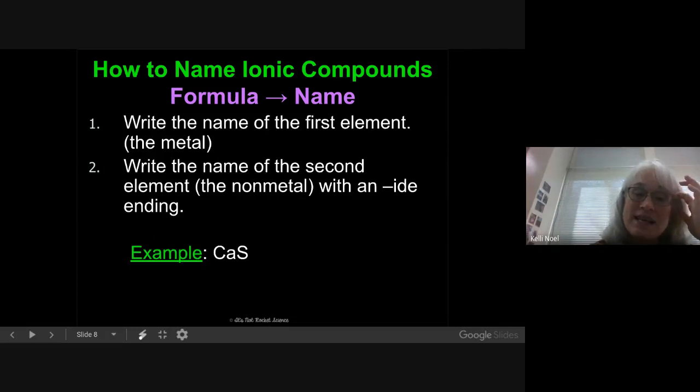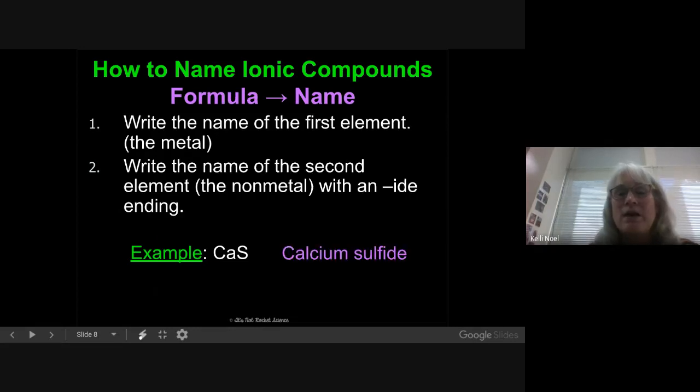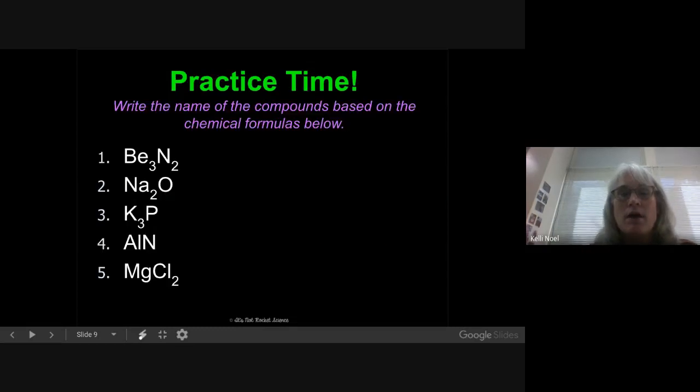So if I have CaS, I know that Ca is calcium, so I would write calcium down. S is sulfur, but it's going to become sulfide, so it'd be calcium sulfide. So you can get the names off of the periodic table, but just remember the nonmetal, you must add IDE. So you're going to drop the ending and add IDE. All right, so we have some practice here.